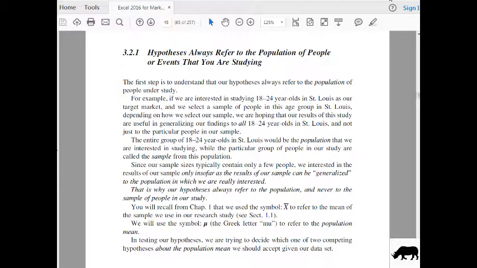You will recall from Chapter 1 that we use the symbol X-bar to refer to the mean of the sample we use in our research study. We will use the symbol mu, the Greek letter mu, to refer to the population mean. In testing our hypotheses, we are trying to decide which one of two competing hypotheses about the population mean we should accept given our data set.